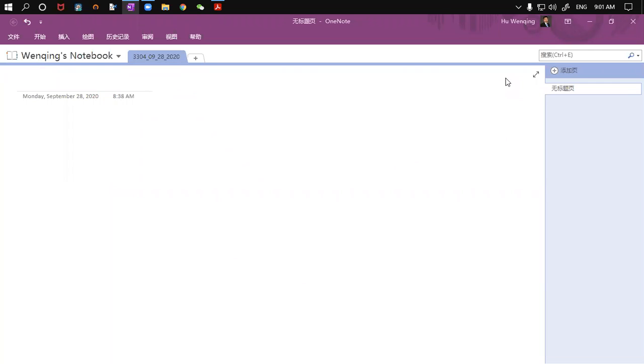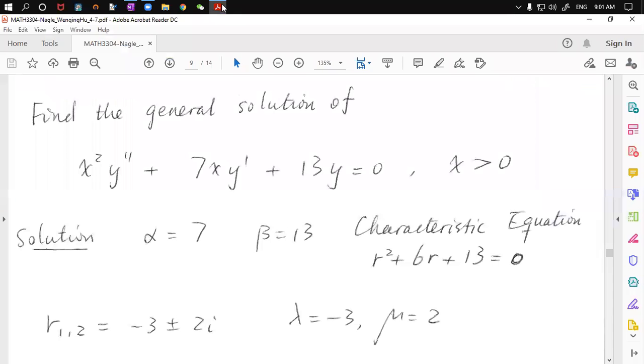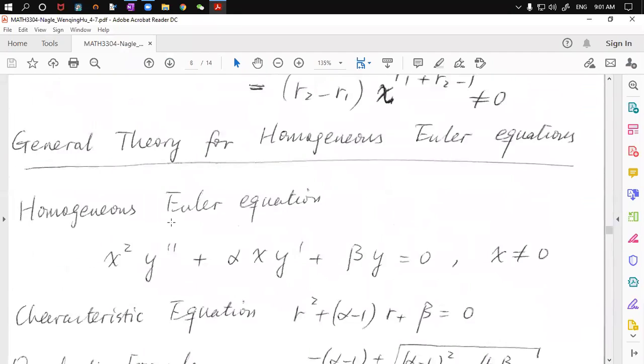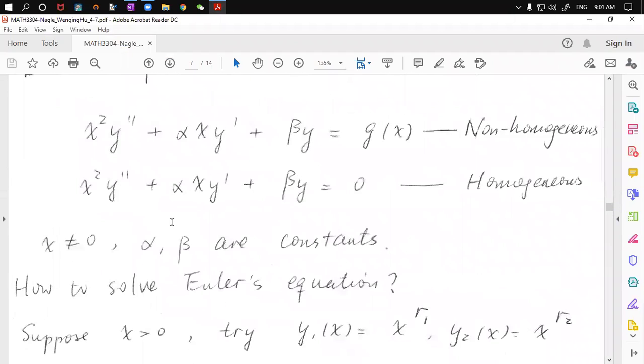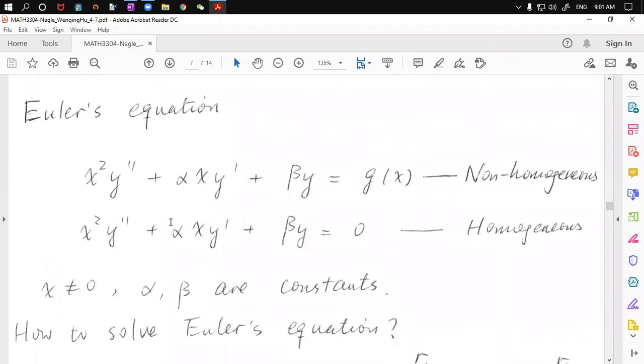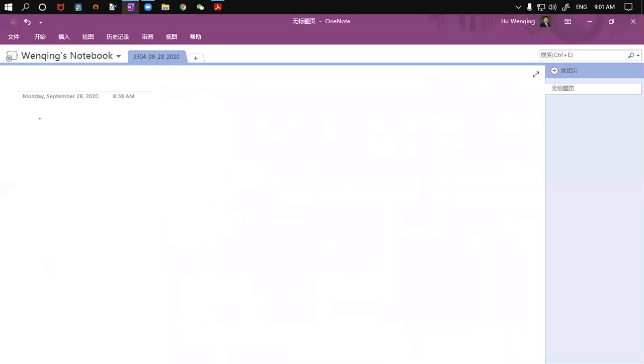Okay, so let's start today's lecture. Today we are going to continue with our discussion on second order equations. We will be talking about a very important new type of second order ordinary differential equation that will be called Euler's equations. So we'll be considering Euler's equations.